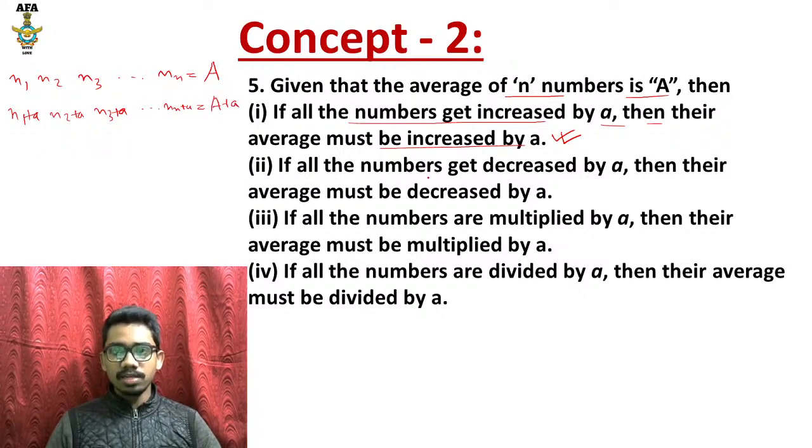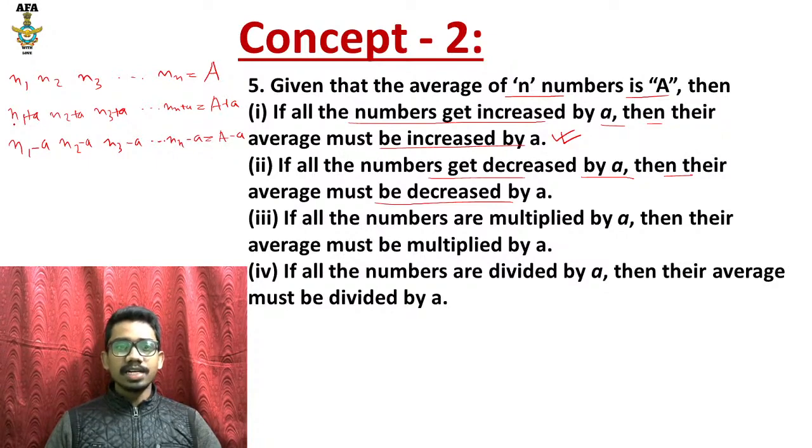And if all the numbers get decreased by a, then their average must decrease by a. So in case of decrement, n1 minus a, n2 minus a, n3 minus a, dot dot dot, nn minus a, then their average also decreases by a. If all the numbers get increased by a, the average also increases by a. If all the numbers get decreased by a, the average also decreases by a. If all the numbers get multiplied by a, what is a? a is any number.